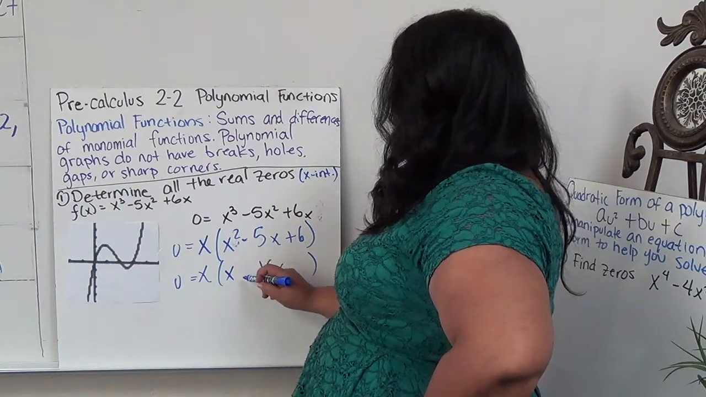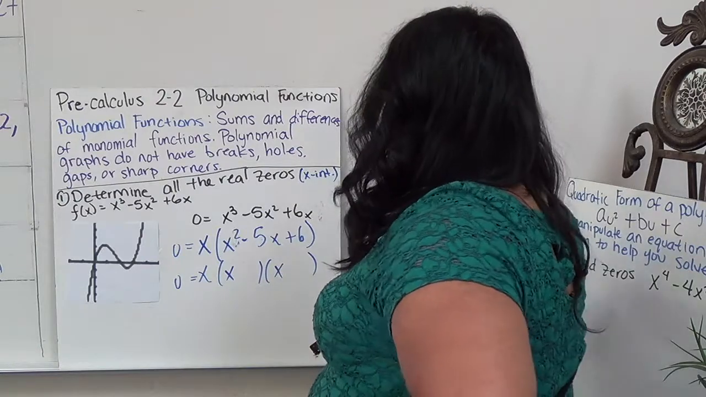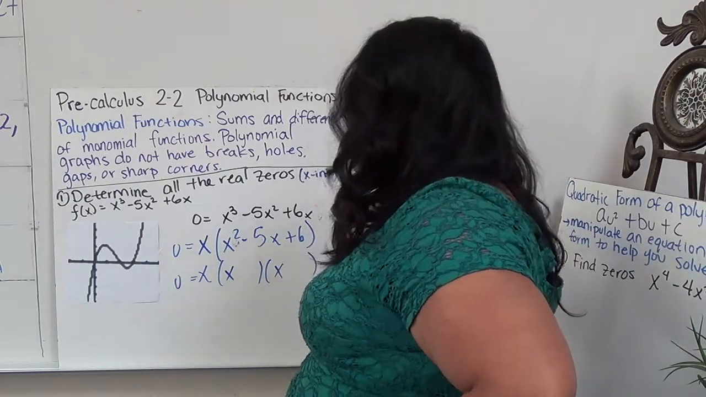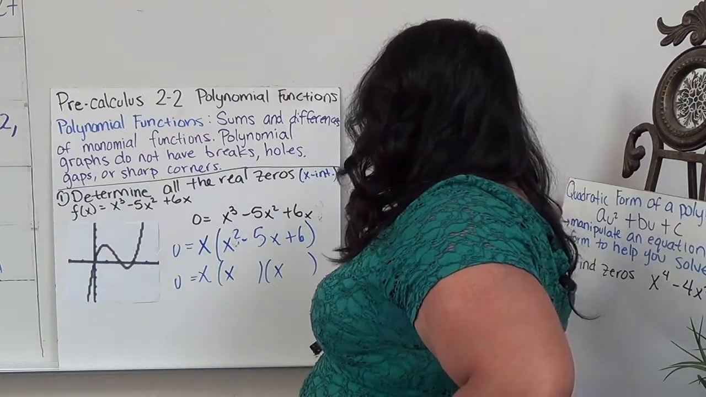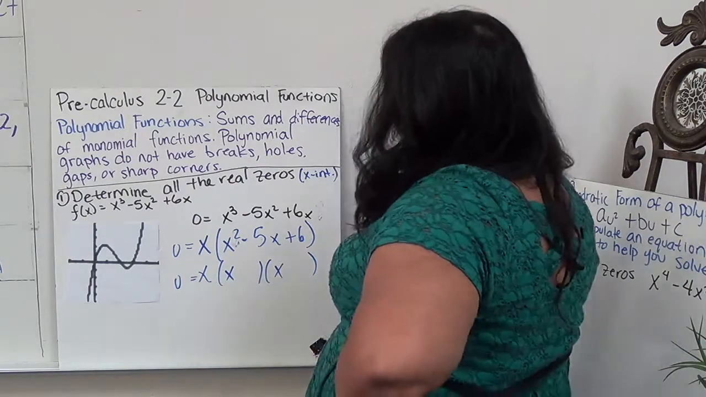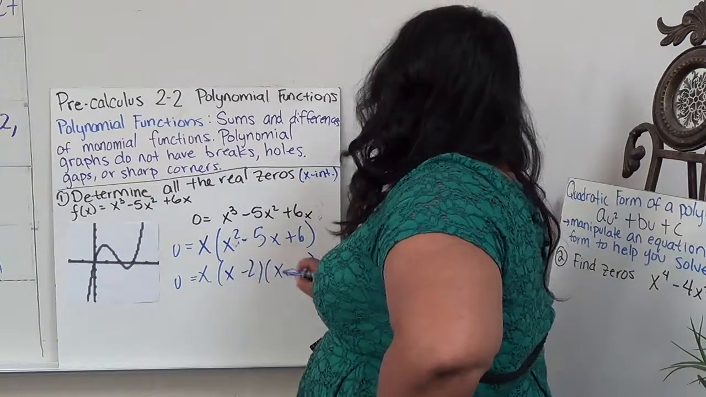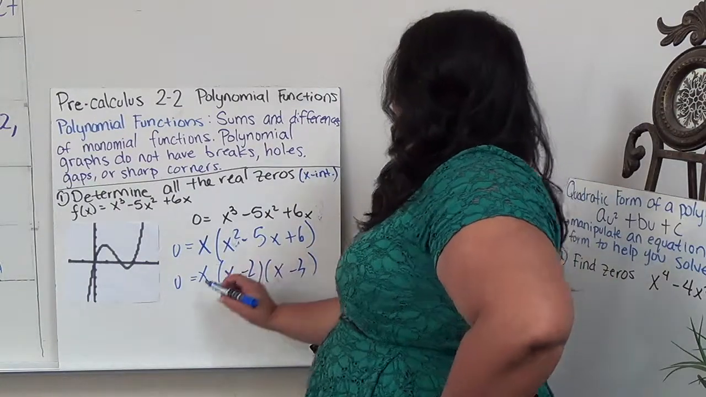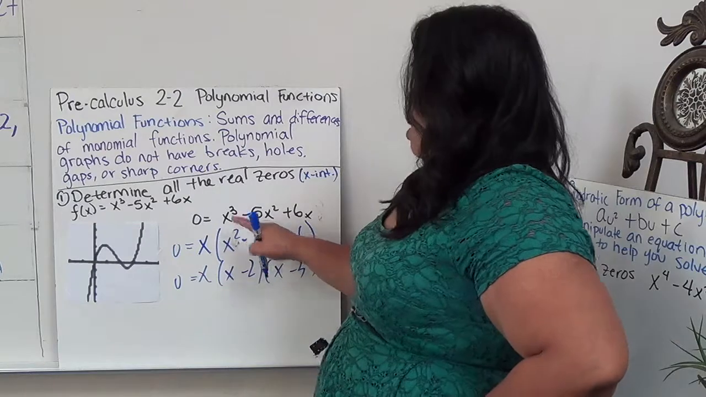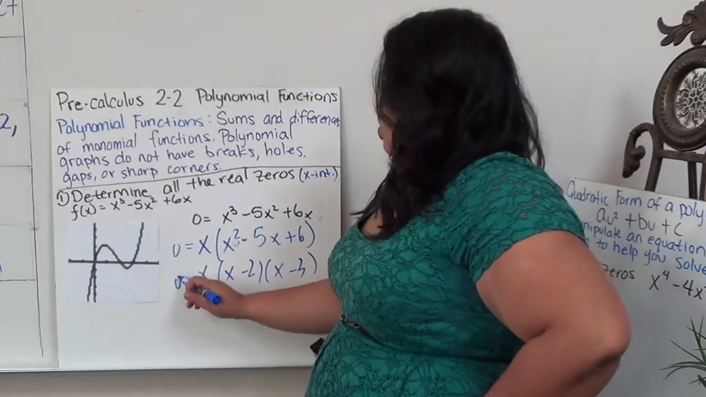I'm thinking it's -6. Two numbers when multiplied together get me 6, so -2 and -3. So now my answers are, so this tells me how many answers there are.